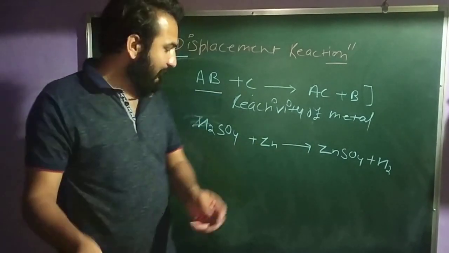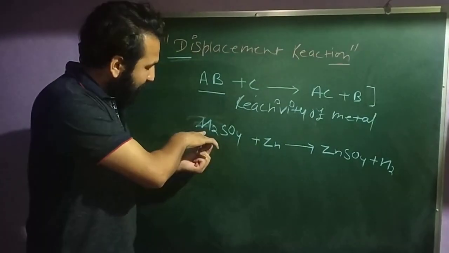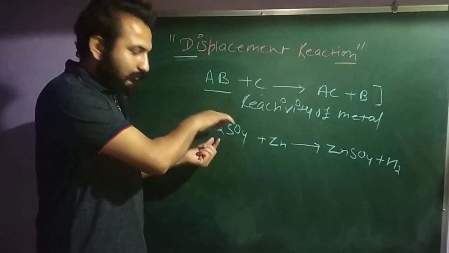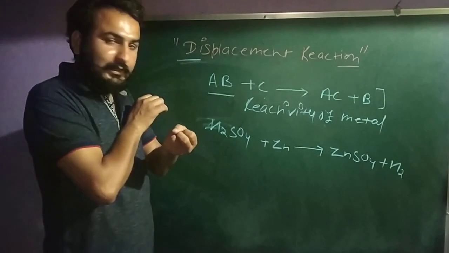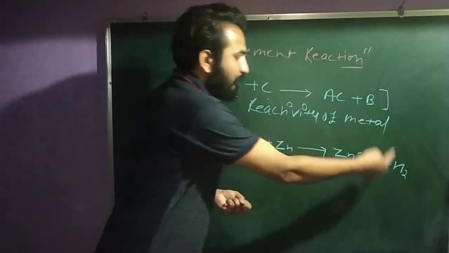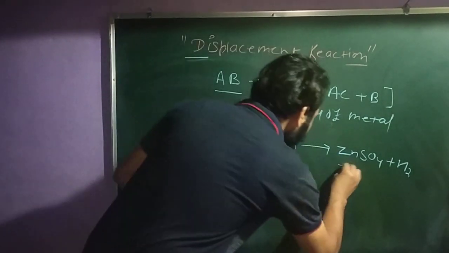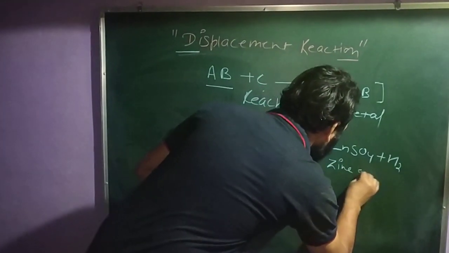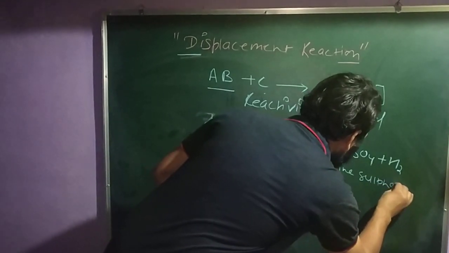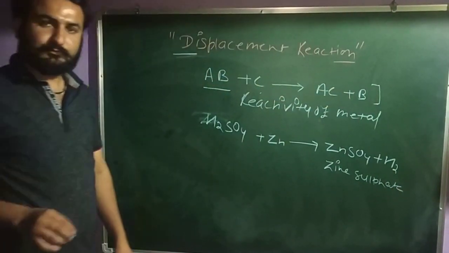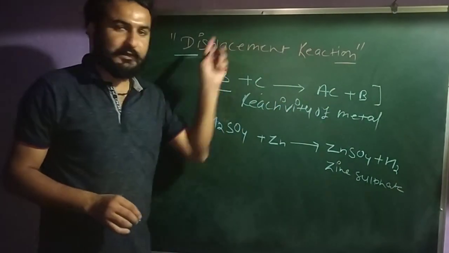या सिंपली आप कहें इस Zn ने इस H2 के प्लेस को आके पोजेस कर लिया है and this H2 is removed out. This is called sulfuric acid. This one is called zinc sulfate. Clear? This is a displacement reaction.